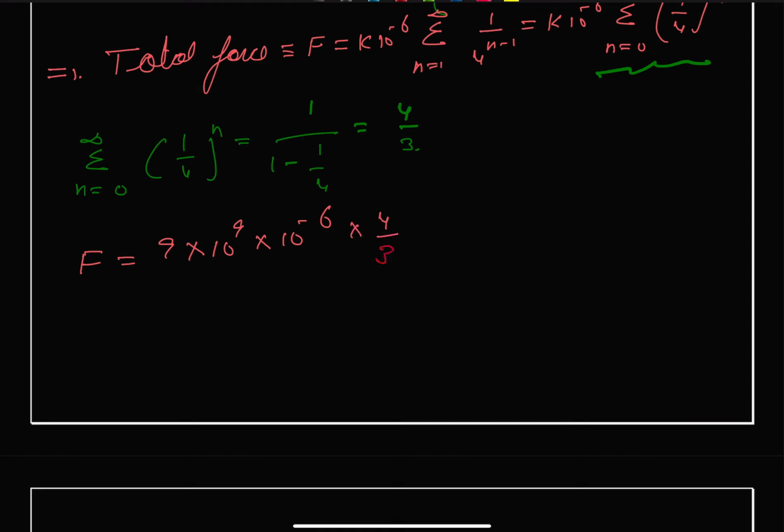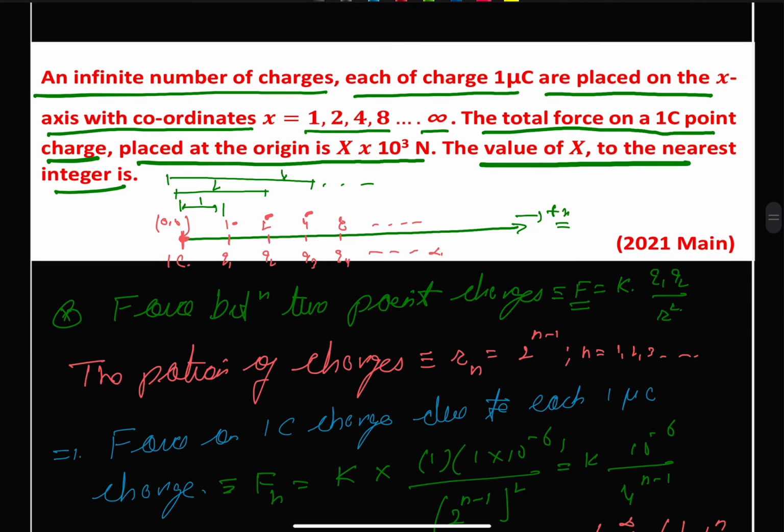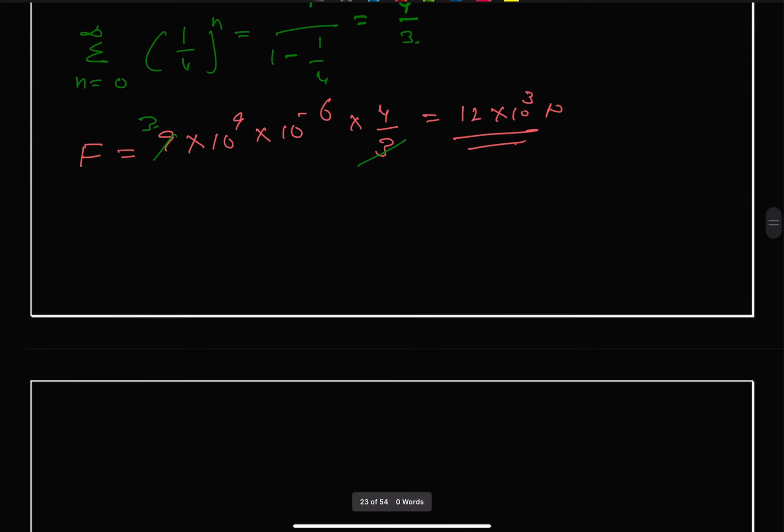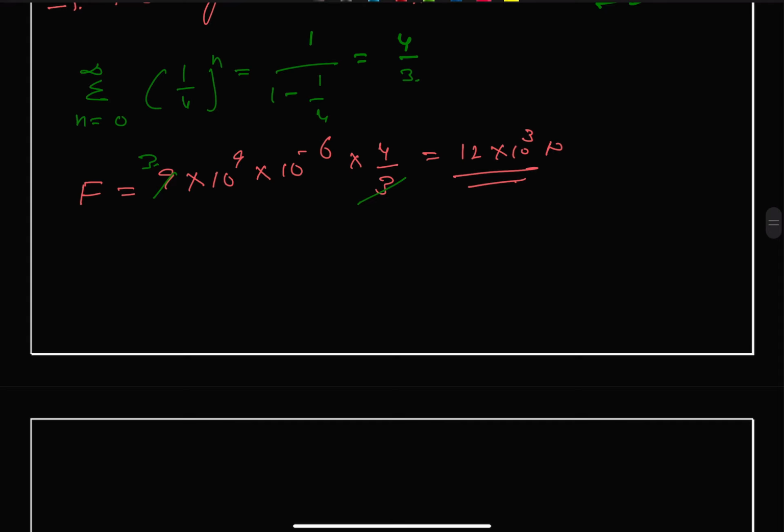Here 9 divided by 3, so we get this as 12 into 10 to the power 3 Newton, and so the value of x is equal to 12. So this is the value of x which we were supposed to find out. Next question.